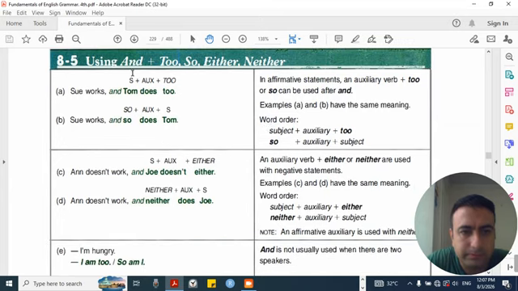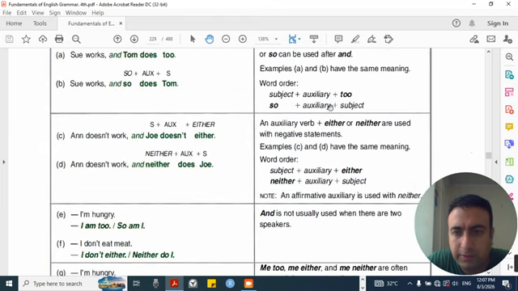8.5. Using and plus too, so, either, neither. A. Sue works and Tom does too. Subject plus auxiliary plus too. B. So works and so does Tom. So plus auxiliary plus subject. In affirmative statements, an auxiliary verb plus too or so can be used after and. Examples A and B have the same meaning. Word order: subject plus auxiliary plus too. So plus auxiliary plus subject.